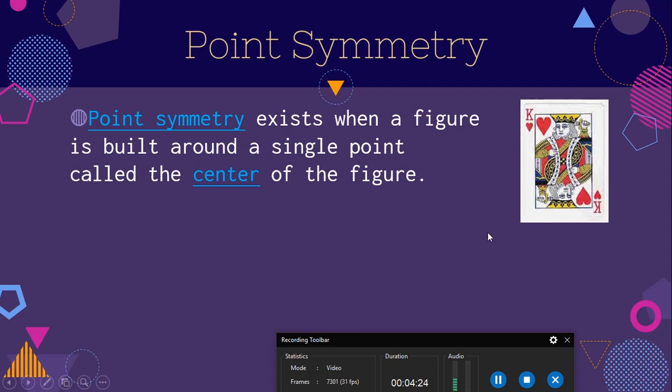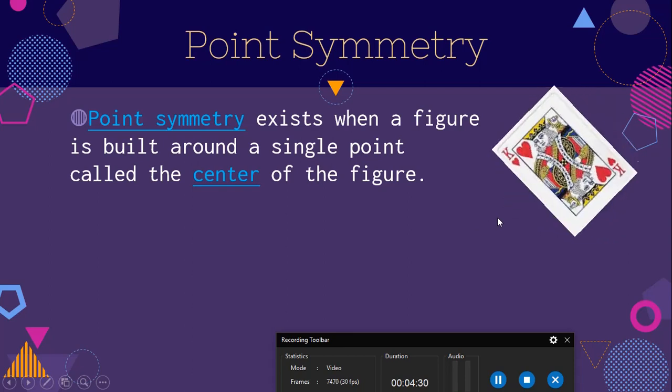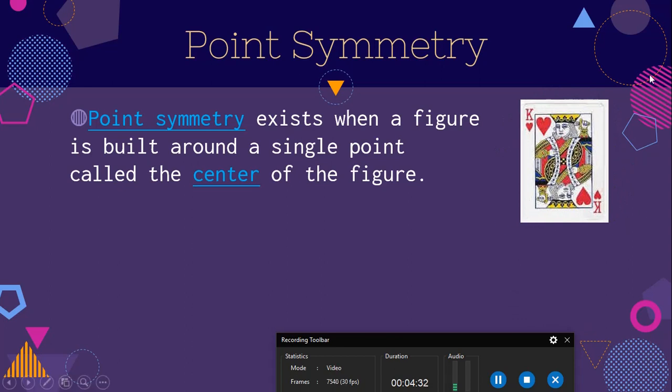If your object contains point symmetry, we should be able to spin it and have it look identical. And you can see it does go back to 360, but when I spin it at 180 degrees, the King of Hearts looks exactly the same. The center, though, has to be located on your figure, and we did that.